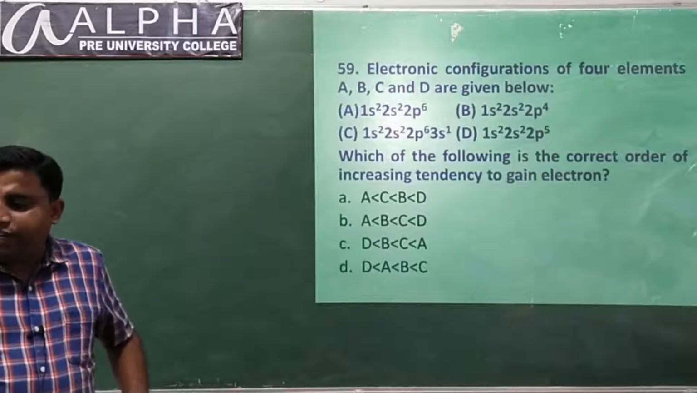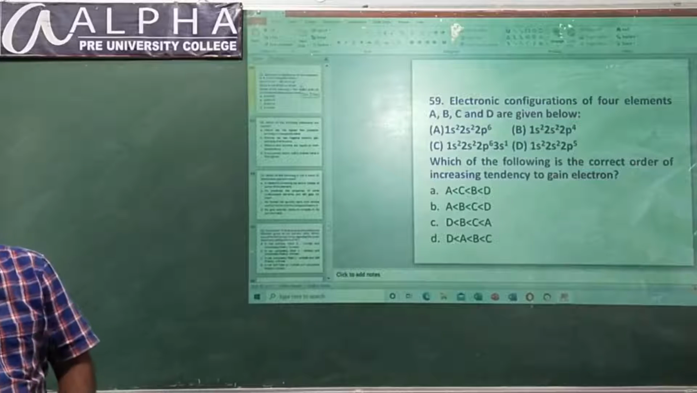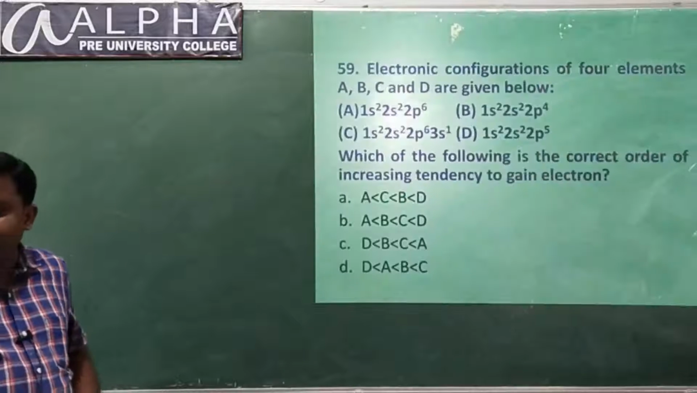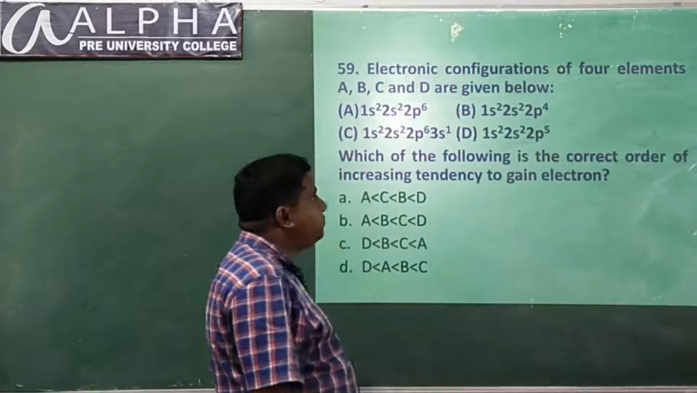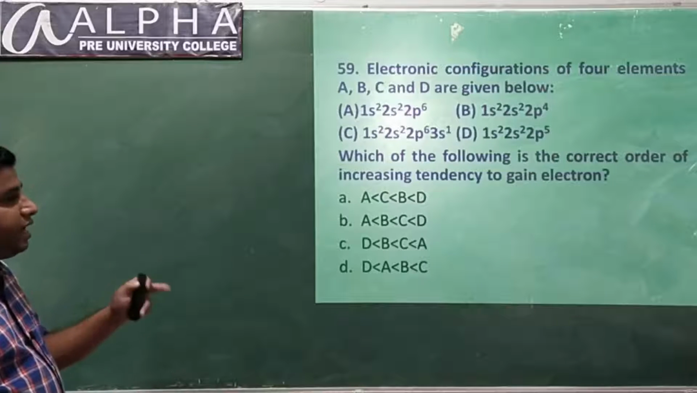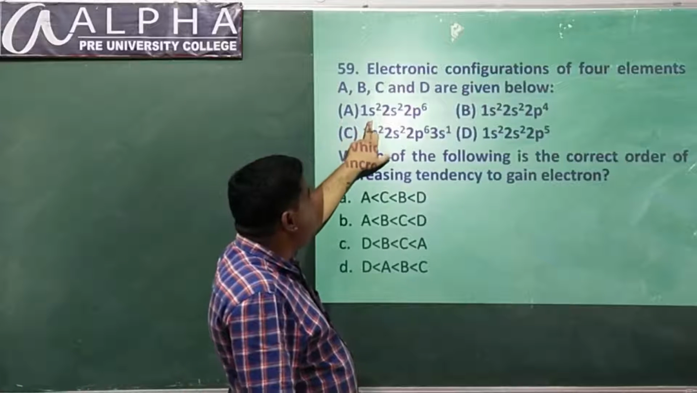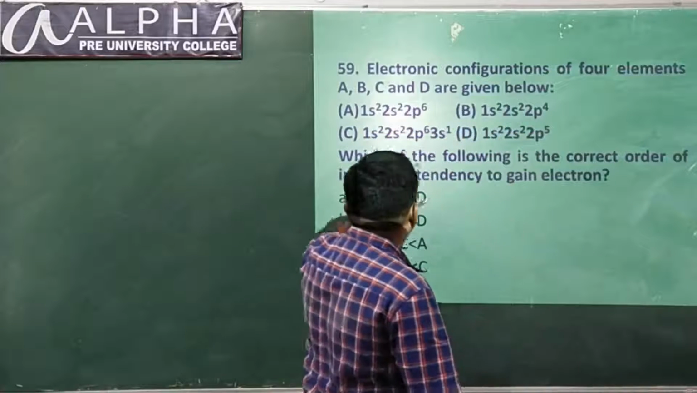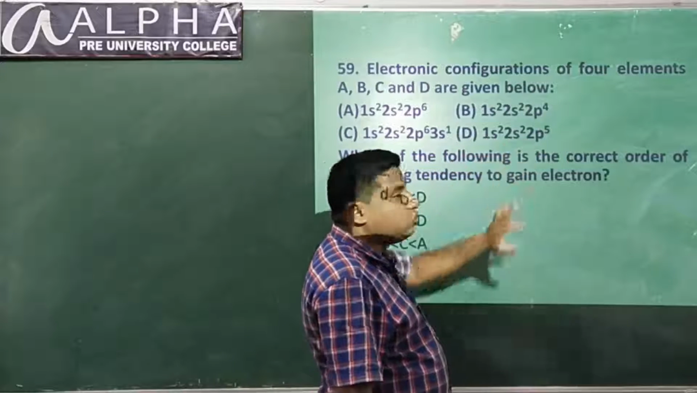The electronic configurations of 4 elements A, B, C and D are given below. For element A, the electronic configuration is 1s2, 2s2, 2p6. For element B, it is 1s2, 2s2, 2p4. For element C, 1s2, 2s2, 2p6, 3s1. For element D, 1s2, 2s2, 2p5.